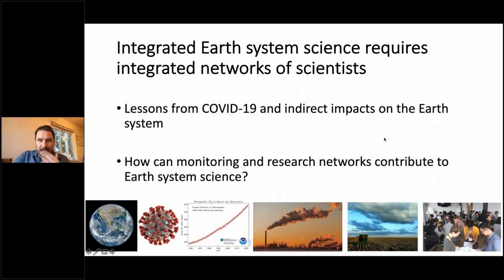So within the context of iLEAPS networking activities and climate change as one of its core areas of research, I'd like to now move on to present some of the lessons that we learned from COVID-19 and its indirect impacts on the Earth system, and then discuss this in the context of science networks and how they can help sustain further observations of the Earth system.